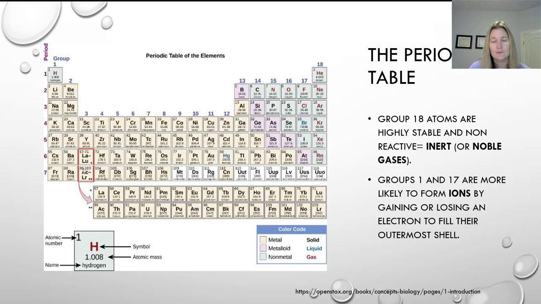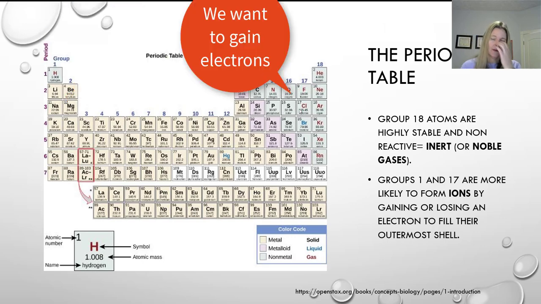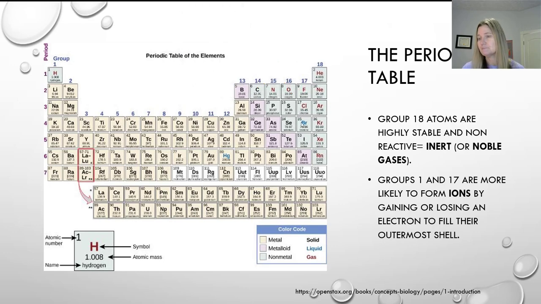So that's another thing that we can notice when we're looking at our periodic table. So groups 1 and 2, okay, they're more likely going to want to lose electrons. Groups 16, 17, they're probably going to want to gain electrons. So we can kind of determine their reactivity based on that. Over here you can see that groups 1 and 17 are more likely to form an ion.